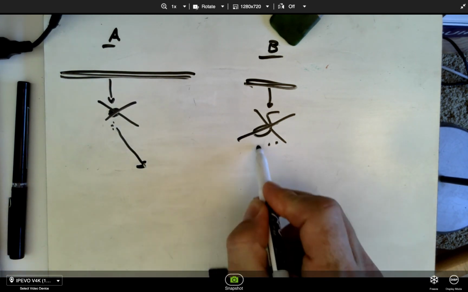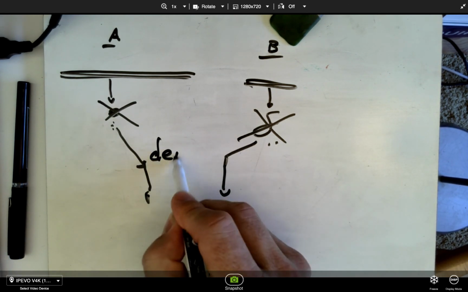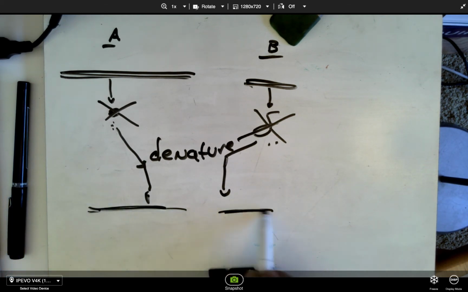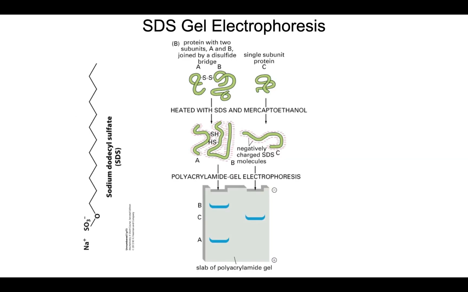We denature those proteins, such that now they are both the same shape. They're long linear chains, and now when they run through, the differences that we see in how fast they run through is not based on their shape, but based on their size. We have solved one problem. We know that we need to denature proteins to get them to run through the gel based on their size and not their shape. But now, how are we going to make proteins all have the same net charge?